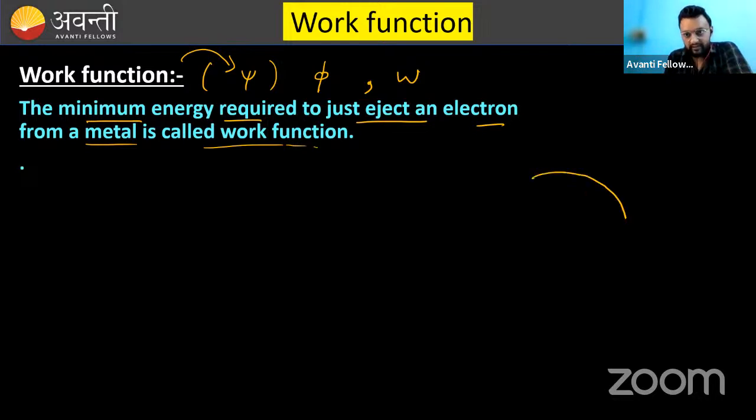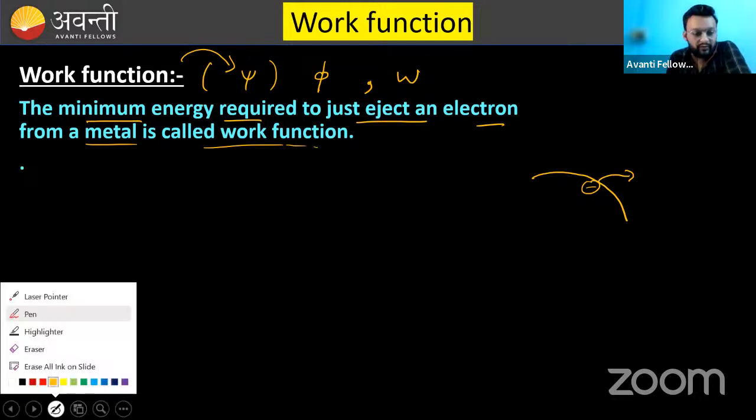This is a metal surface. If I want to remove one electron from it, the electrons are bound to the nucleus in an atom. If you want to remove that electron, you must give some energy to it. The minimum energy required to eject an electron is called work function. I think this definition is clear.